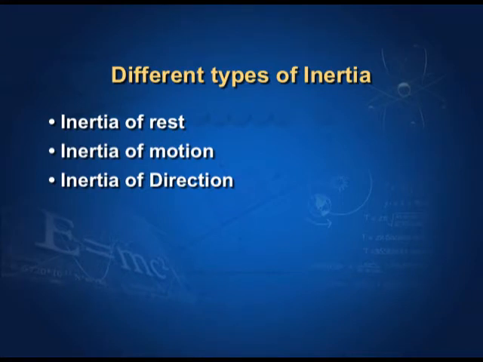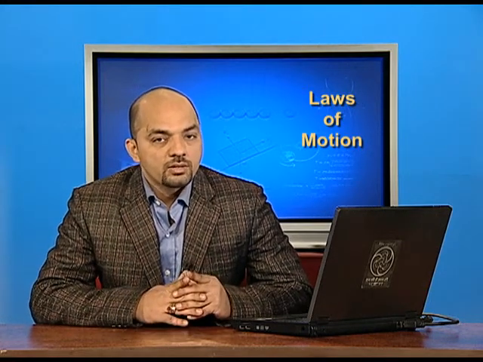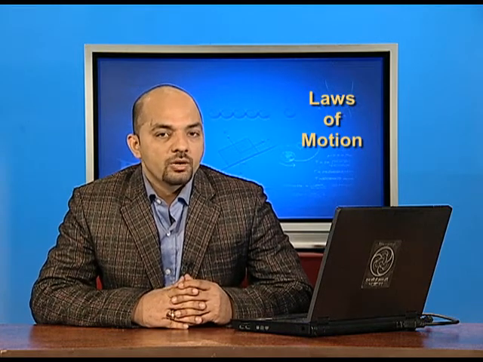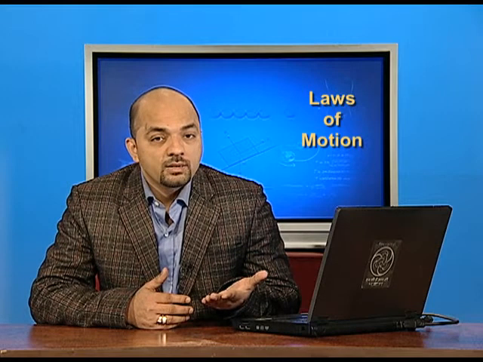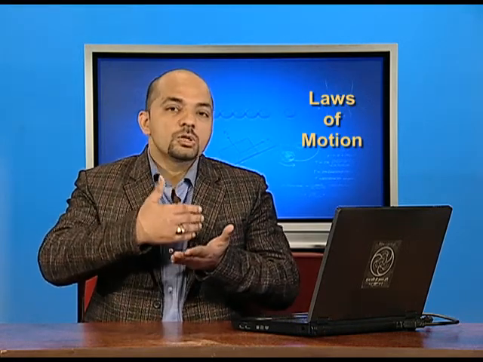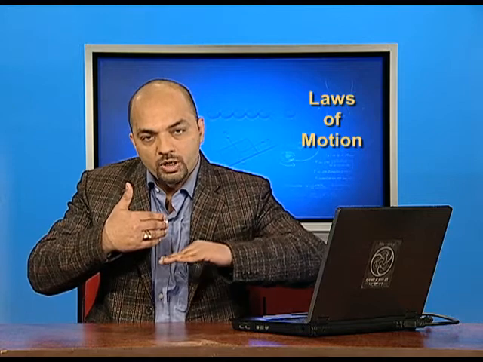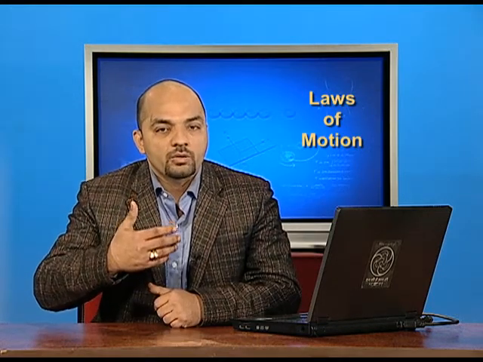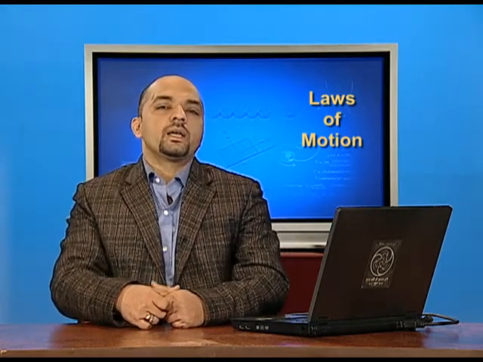Number 1, inertia of rest. It says that if an object is at rest, it remains at rest and it opposes any change in the state of rest. For example, if you are sitting in a bus and suddenly the driver moves the bus, then your lower body, as it is in contact with the bus, moves forward, but the upper body, which is also at rest initially, remains at rest. When the bus moves, the lower body moves in the forward direction and the upper body, which was at rest, remains at rest, and as a result you move in the backward direction.